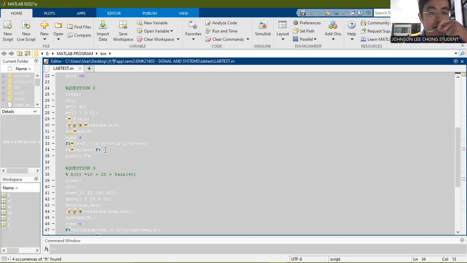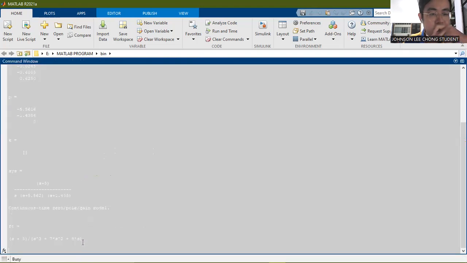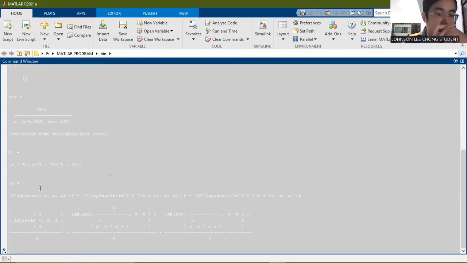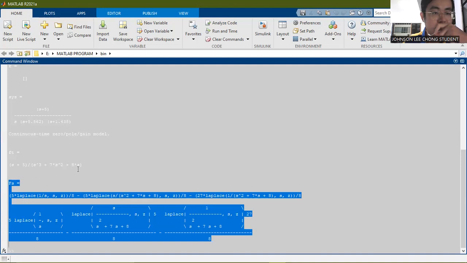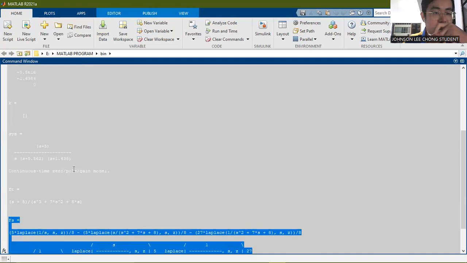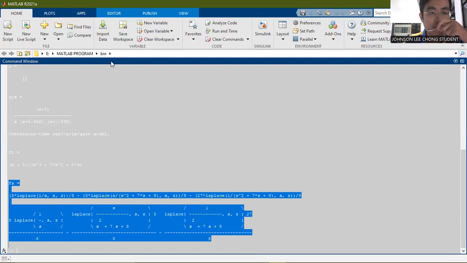This means that I want to find the Laplace of ft by using the name of fs, and this pretty fs means that in the command window we will see the result of fs. Okay, let's see the result. So here we can see the result for the fs is this. Okay, that's all for question 2.